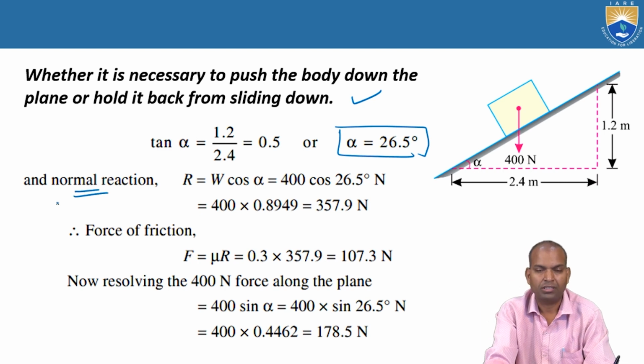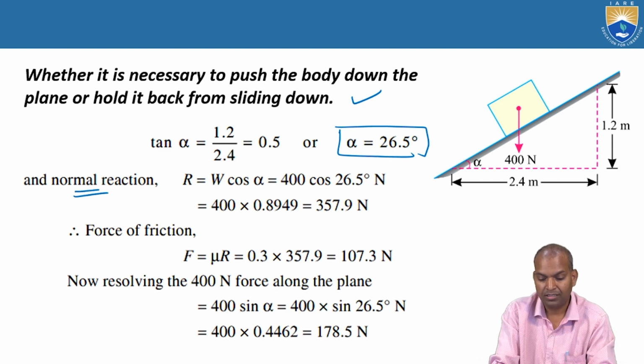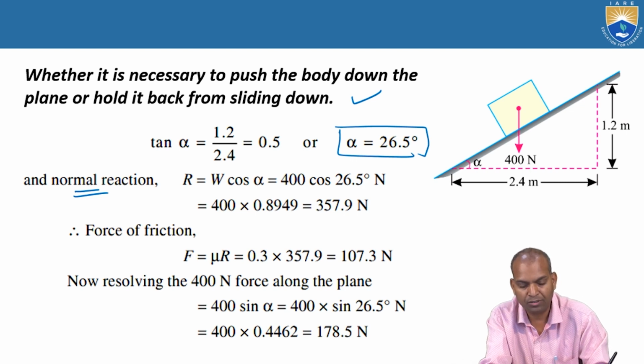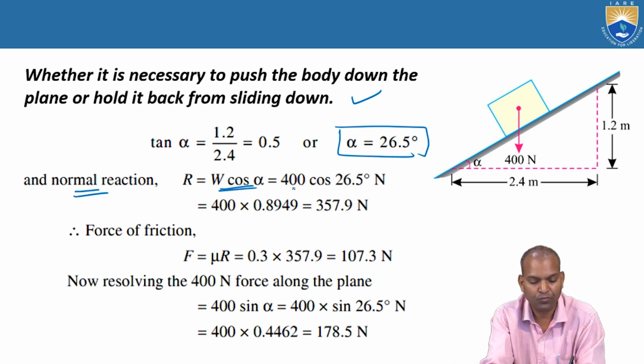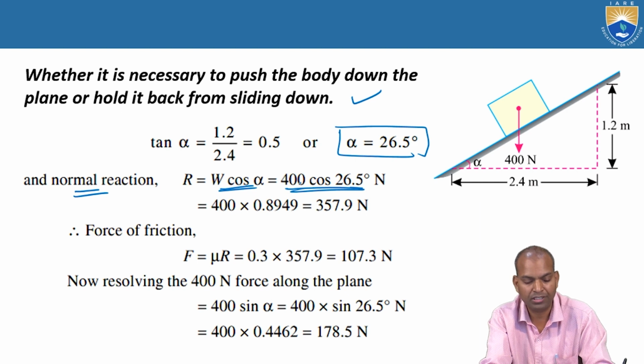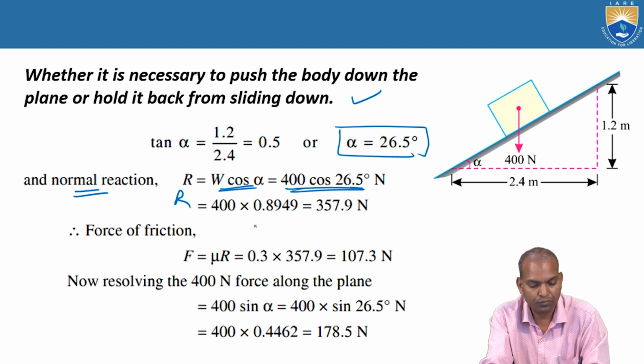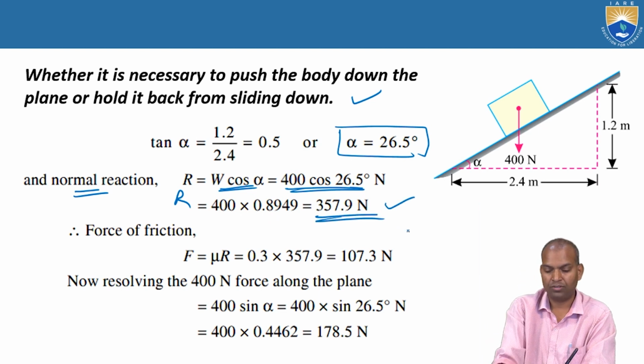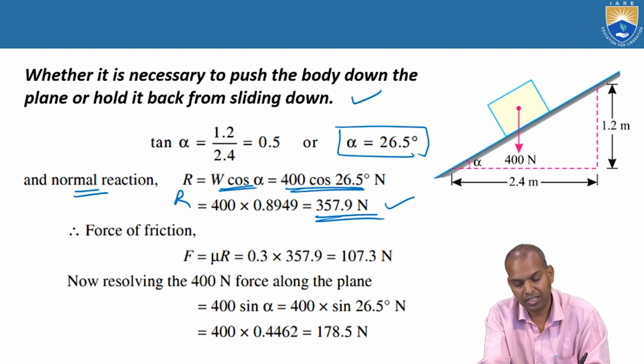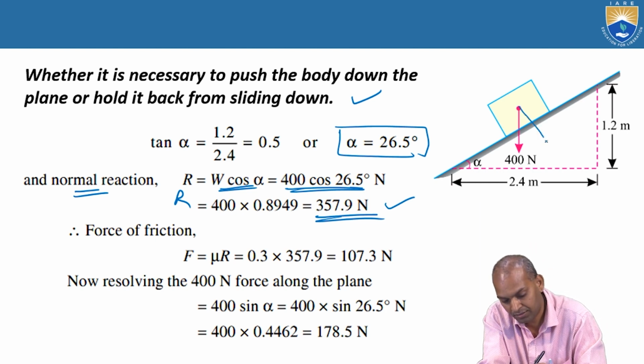Now, the normal reaction. What is the normal reaction here? How to get it? By resolving the components, the normal reaction and W, R equal to W times cos alpha, that is 400 times cos 26.5 degrees. That is R equal to 400 times 0.8949, that is 357.9 newtons. How did we get this equation? Yes, look at here.